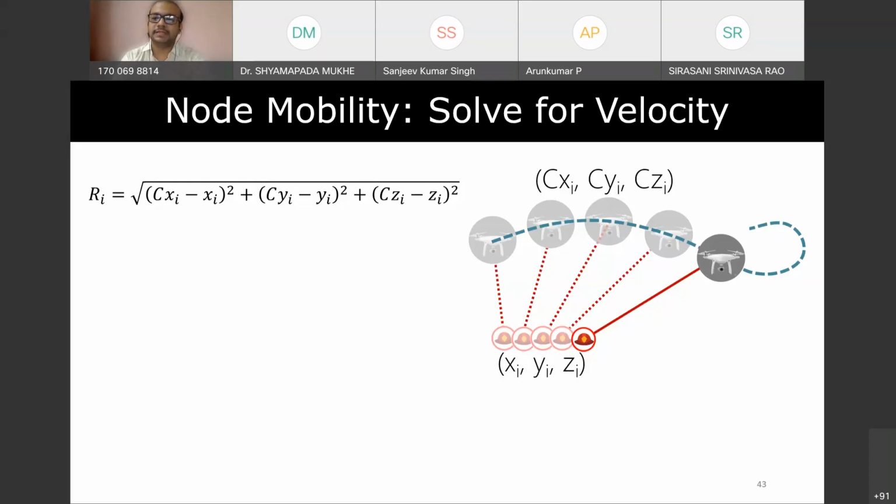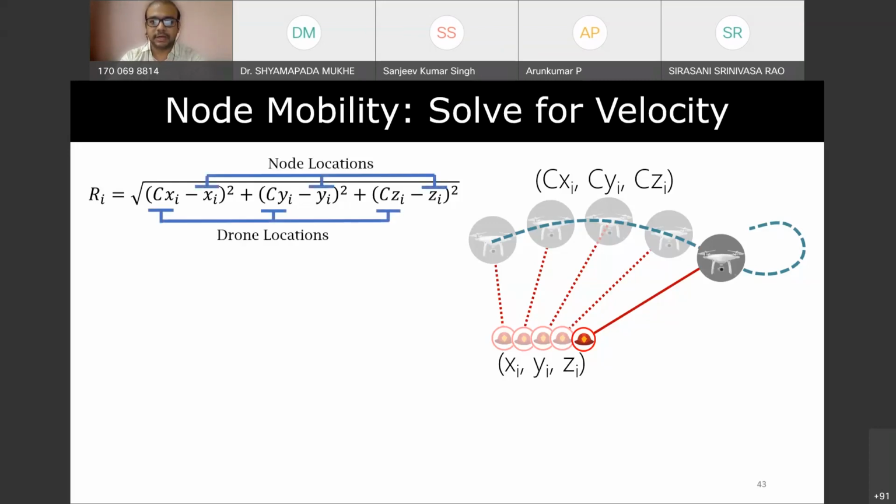What is the value of the range ri? ri is the distance that was measured at time ti by the drone to the first responder. So ri is the range, and I have just written the Euclidean distance between the drone's location and the first responder's location. So ri is an estimate of the Euclidean distance between these two. ri is known in your system because you have measured it. cxi, cyi, and czi are known because they are obtained from the GPS locations. xi, yi, and zi are not known. You want to solve for them.